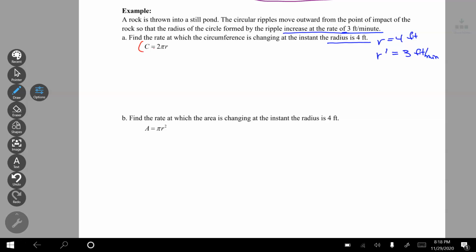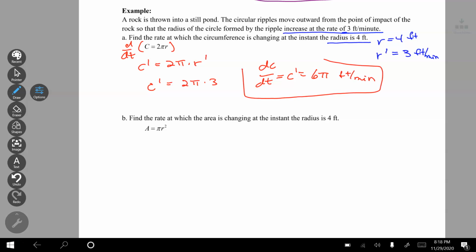So when I take its derivative, my d dt, I get c prime is equal to 2 pi times r prime. So I could put in what I know. The radius doesn't matter here. Times 3, and I get my rate of change of my circumference is equal to 6 pi. Let's see, I have feet per minute as my units. Positive 6 means the circumference is increasing.